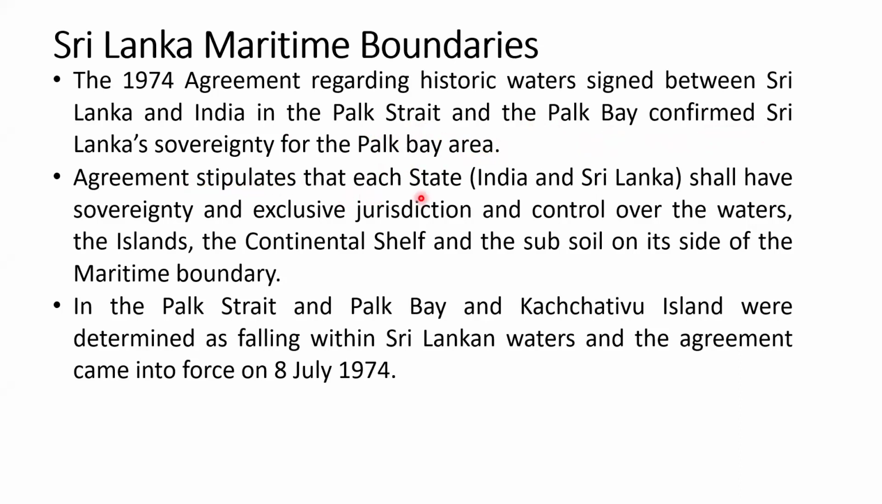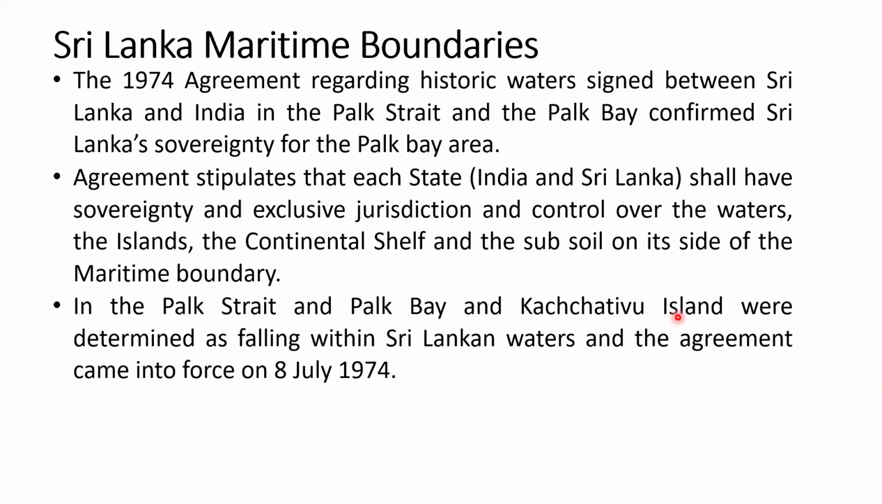The agreement stipulates that each state, India and Sri Lanka, shall have sovereignty and exclusive jurisdiction and control over the waters, the islands, the continental shelf, and subsoil on its side of the maritime boundary. Now, these words we will learn later. The agreement came into force on 8 July 1974, and I think you may have heard that with this agreement Katchatheevu Island was given to Sri Lankan waters.